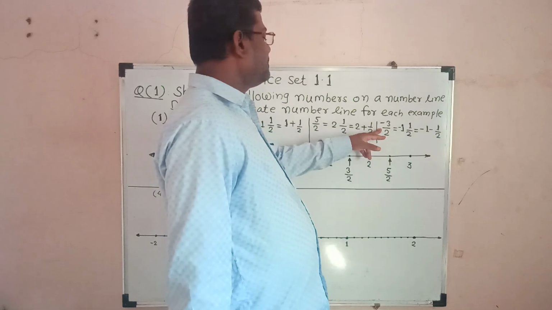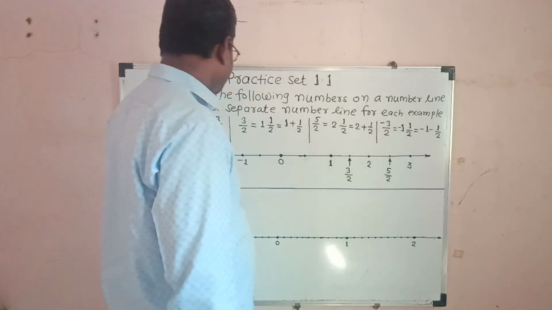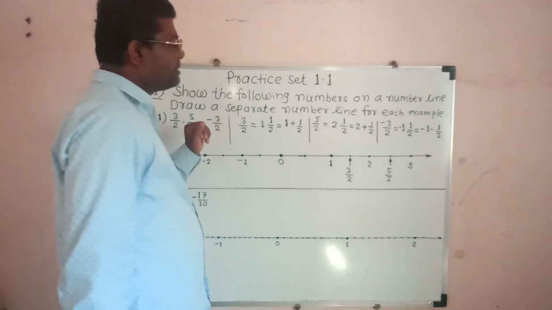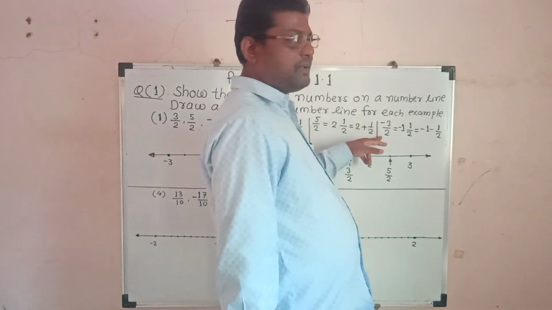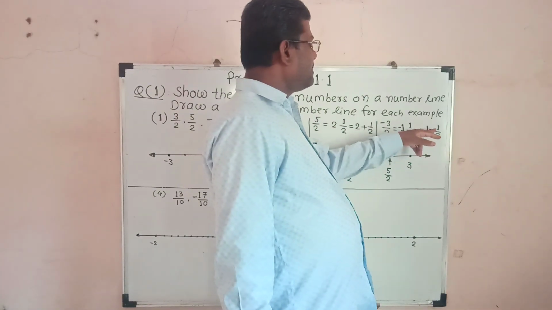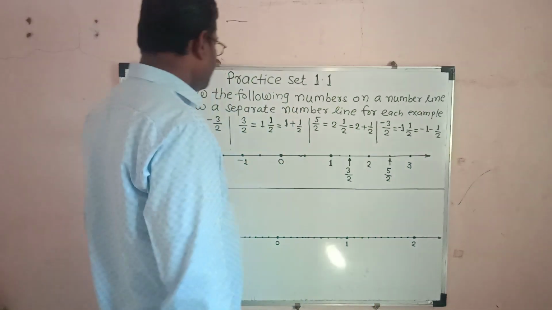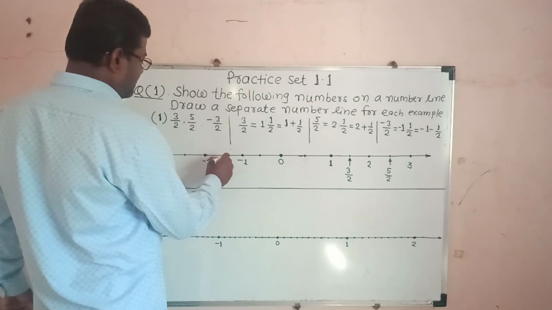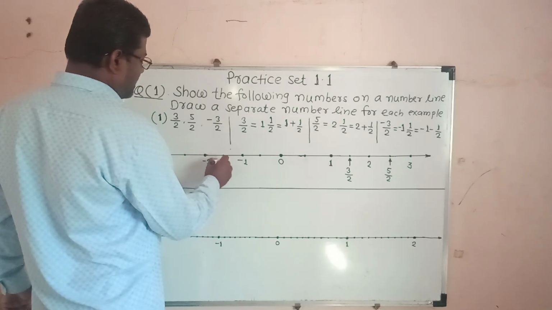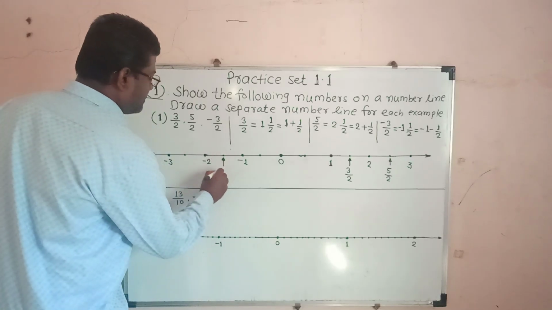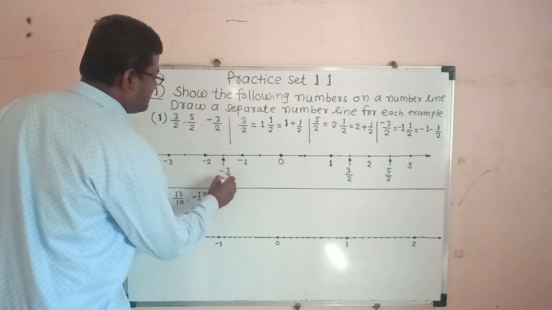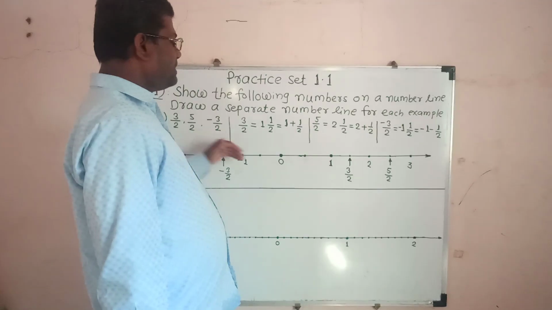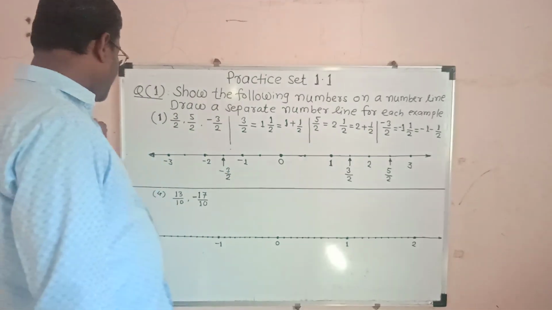Minus 3 upon 2. This is a negative number. Therefore, it will be on the left side of 0. And minus 3 upon 2 can be written as minus 1 and 1 upon 2. That is minus 1 complete and then 1 part. Therefore, this is the point. And here we write minus 3 upon 2. In this way, we can show all these rational numbers on the number line.